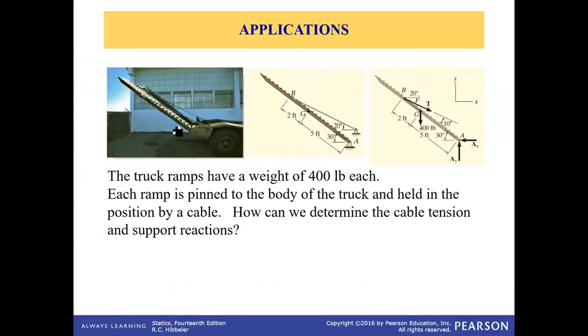So we have seen this example. Truck assembly: the ramp has a weight of 400 pounds each. So there are two ramps. Each ramp is pinned to the body of the truck and held in position by a cable. How can we determine the tension in the cable and the support reactions?